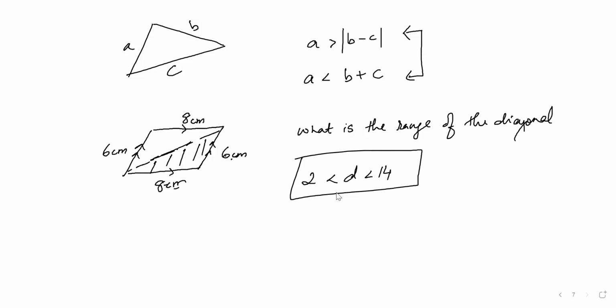Will it be less than or equal to? No. It can't be, because this does not state a greater than or equal to b minus c, a lesser than or equal to b plus c. It simply states a has to be less than b plus c, a has to be greater than the difference of the other two. And hence 2 is less than the diagonal and the diagonal is less than 14. So that's another important property, and they can again quiz you on these properties of triangles. Okay, but in geometry. So triangle property used in a quadrilateral question.